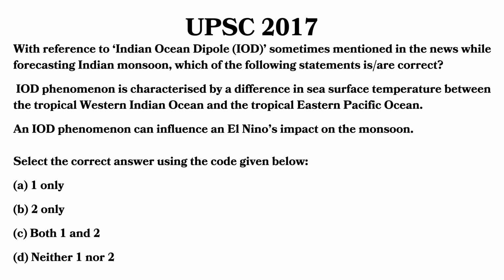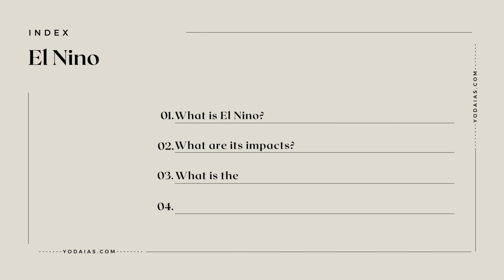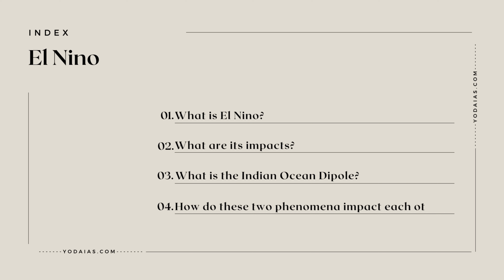In this video, we will learn about these two climate phenomena in 4 sections. First, we will learn what El Nino is. Second, what are its impacts? Third, we will learn about the Indian Ocean Dipole. And lastly, we will see how these two phenomena impact each other, leading to situations like flood in Somalia. So let's begin the first section.